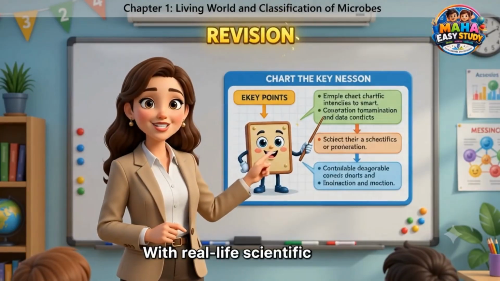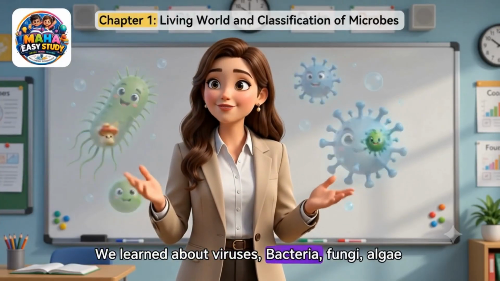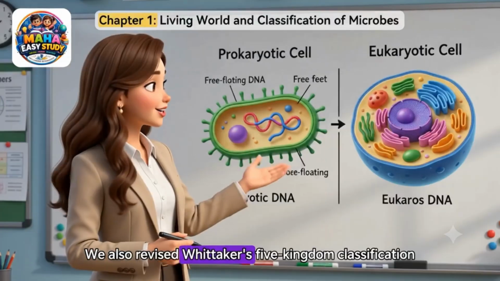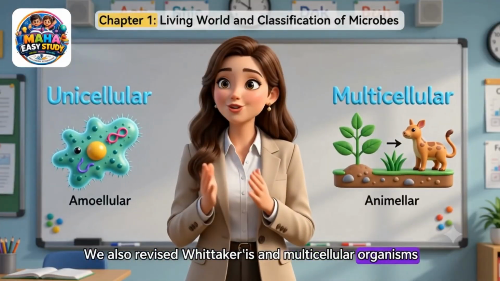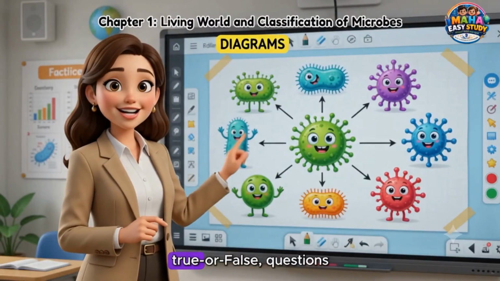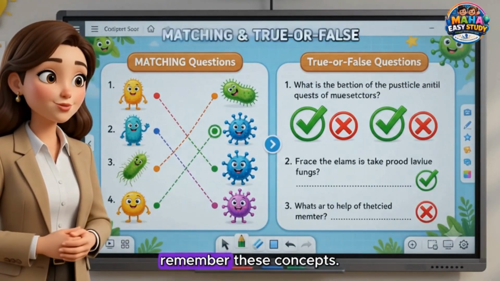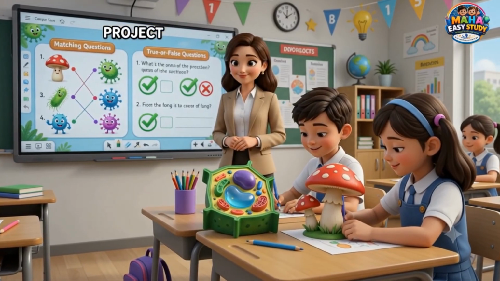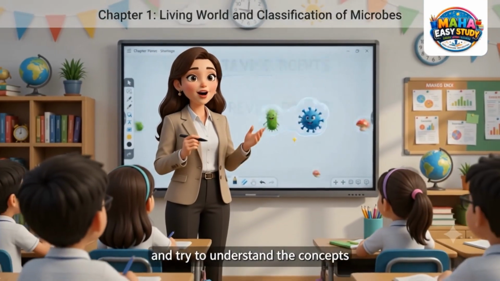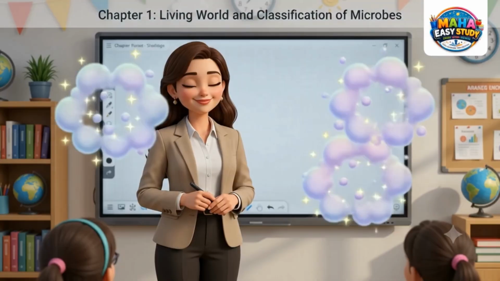So children, this page helps us revise the whole chapter. We learned about viruses, bacteria, fungi, algae, and other microorganisms. We also revised Whittaker's classification, prokaryotic and eukaryotic cells. We also have some activities, diagrams, matching questions, true or false questions, and a project to help us remember these concepts. So, revise these points carefully and try to understand the concepts rather than simply memorizing them.